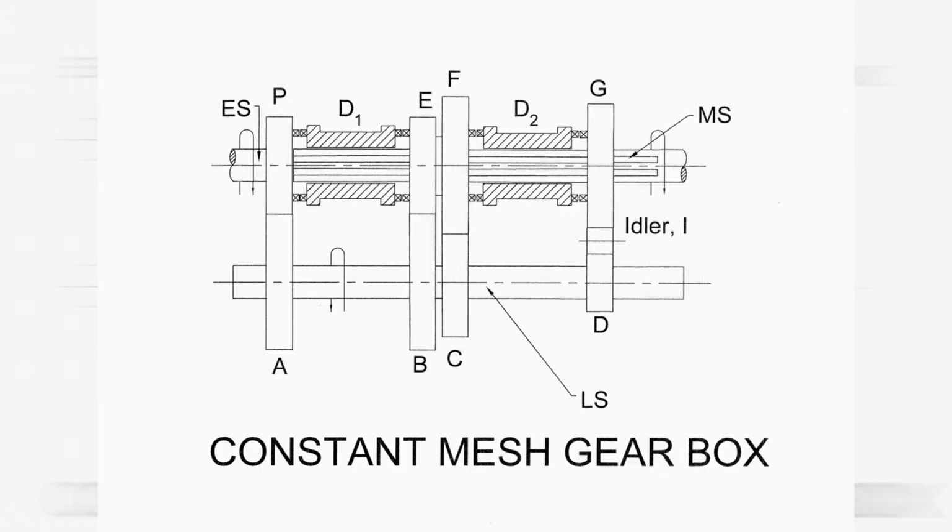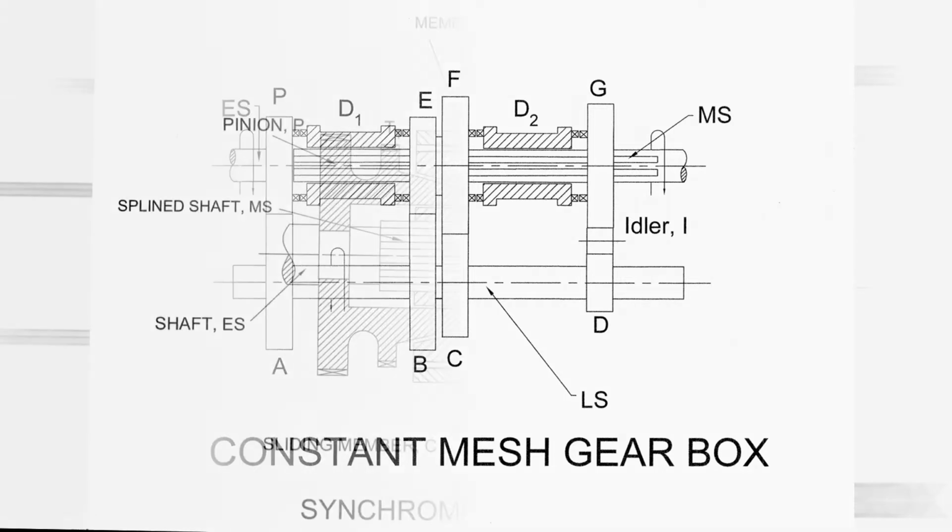Similarly, in case of constant mesh gearbox, we have seen that it is the dog clutch that moves along the axis of main shaft and motion to main shaft is transferred through dog clutch. We have discussed two main types of gearbox.